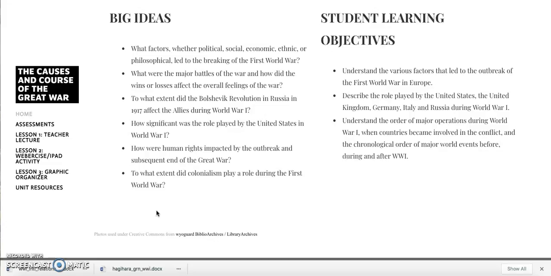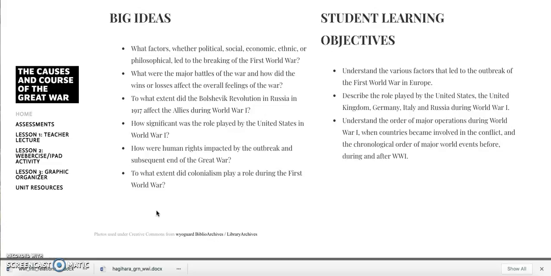And lastly, to what extent did colonialism play a role during the First World War? As many people know, that was in the heyday of many different empires, and the British Empire was still at relatively strong strength at this point. So colonialism obviously will have a tremendous impact on this war, but truly, how big is that impact?